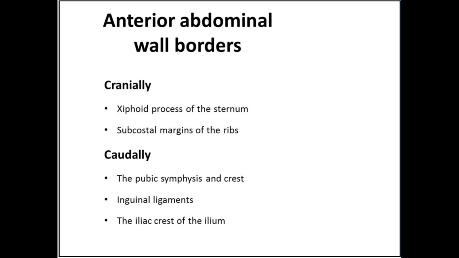First, we start with the anterior abdominal wall borders. It is defined either cranially or caudally. Cranially, the anterior abdominal wall is defined superiorly by the xiphoid process of the sternum and the subcostal margin of the rib, the lower rim that makes up the costal margin.